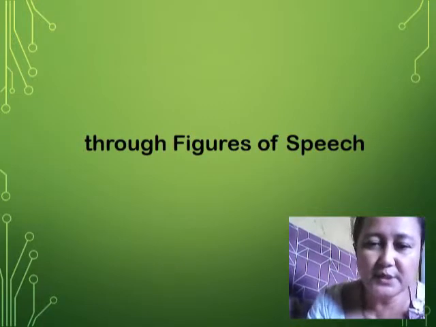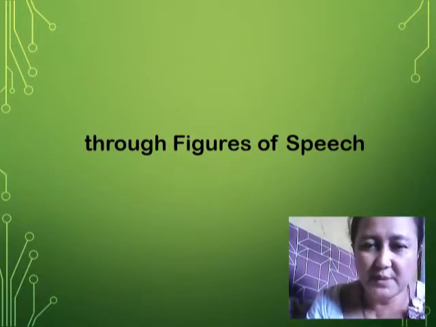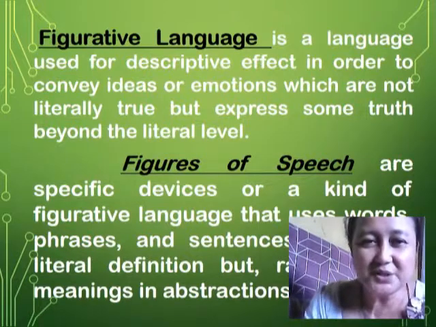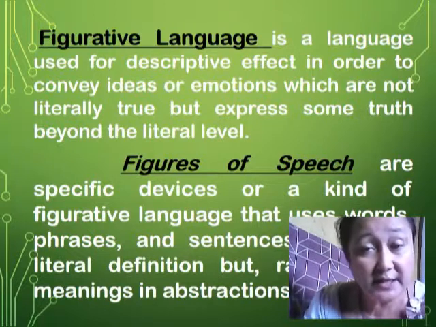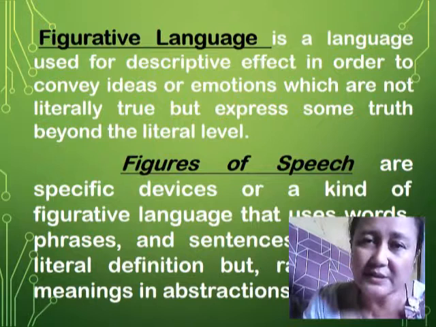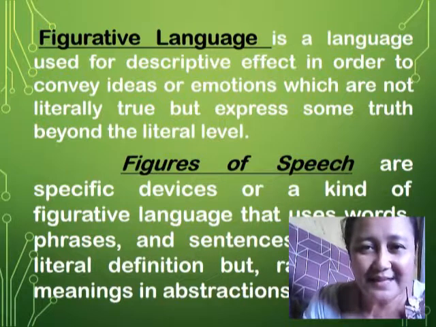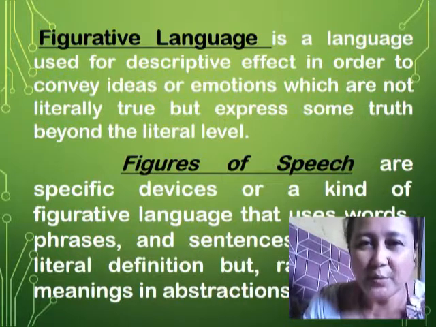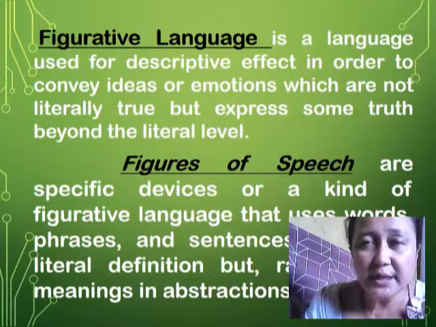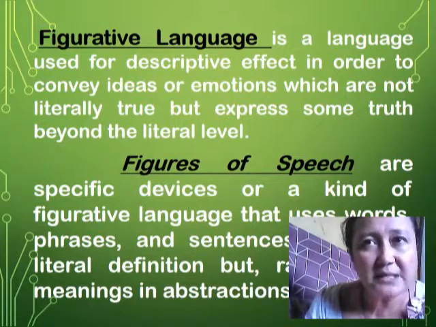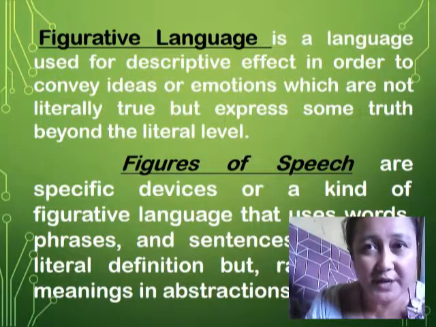Okay, so now let us proceed with figures of speech. Let us begin with figurative language. It is a language used for descriptive effect in order to convey ideas or emotions which are not literally true but express some truth beyond the literal level. When we use figurative language, we sometimes use symbols or hidden meaning to the word. So we have to analyze it. When the words are spoken, we try to decipher the meaning of the words. What is the person trying to convey to us?